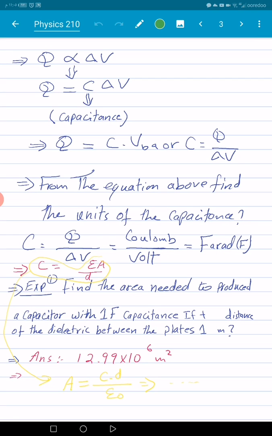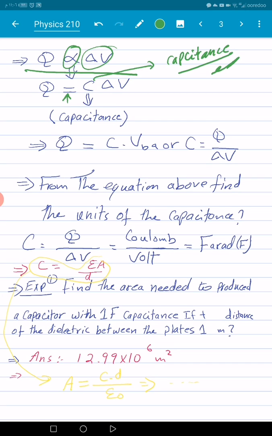Second, from the third slide, from the definition of the relation between the charge and delta V, the source, proportional directly. In mathematics, when we change the proportion to equality, we need a constant. This constant is capacitance. What is the meaning of capacitance? سعة المكثف. So Q is equal to C delta V.